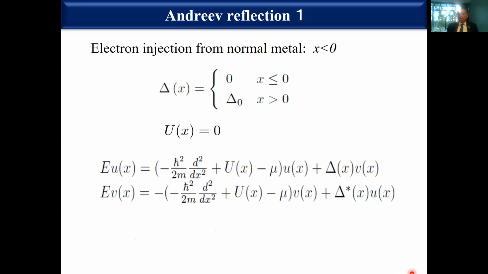So let's start to understand the property of this equation by looking at a very simple exercise, where an electron is injected from a normal metal, based on a one-dimensional model. The pair potential is assumed to be like that: in the normal metal it is 0, and in the superconducting region it is a constant delta 0. On the other hand, U(x) is 0, a very simplified case. There is no barrier, so the material is uniform as far as we are considering the normal state. The only difference is whether there is a pair potential or not.